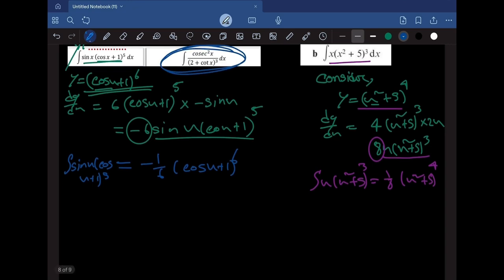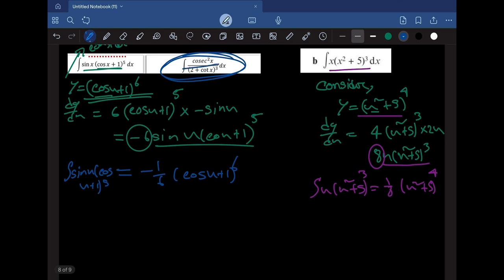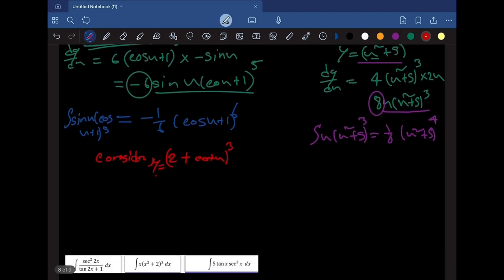Here what you guys can see is we will take the differential as this one, the cot x value. So we will write, let's consider y equals 2 plus cot x cube. Okay, then we will differentiate this value. We will differentiate this small value.